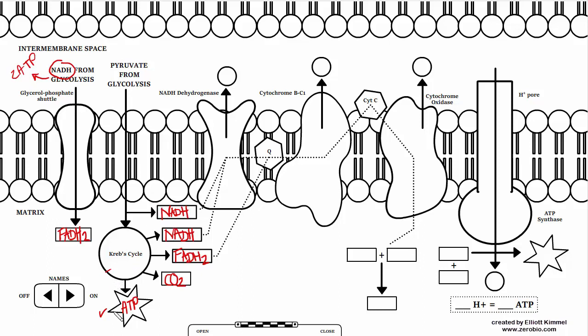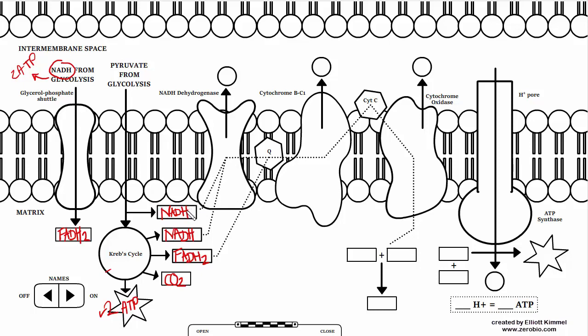And really, the matrix reactions only gave us 2 ATPs, 2 pyruvates coming through, 1 each, so 2 ATPs. We haven't made very much. We are about to make a whole lot. All right? So now, let's follow the path of these high-energy electrons by these electron carriers through the ETS.